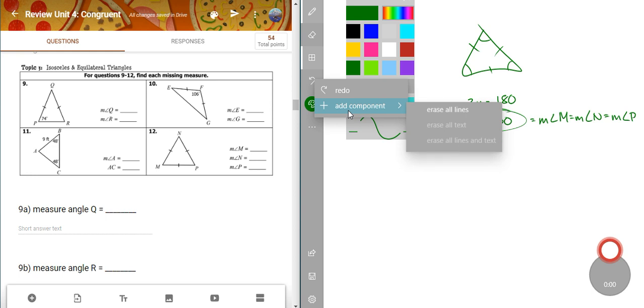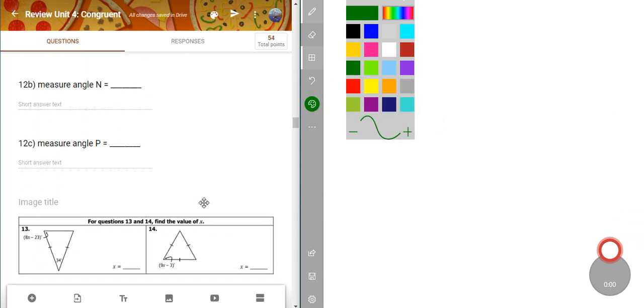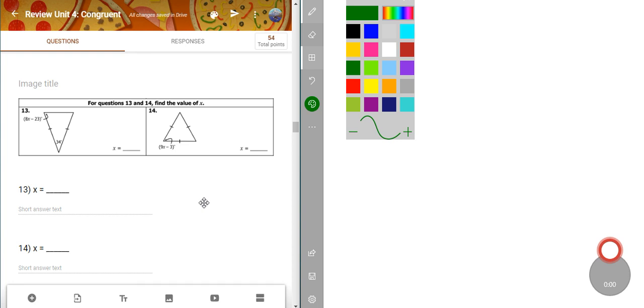Alright, so those are your isosceles and equilaterals. That's pretty much the extent of what we'll look at as far as their special properties. So let's continue using those, but now we'll throw some variables in the mix. We've got isosceles here. There's 34.